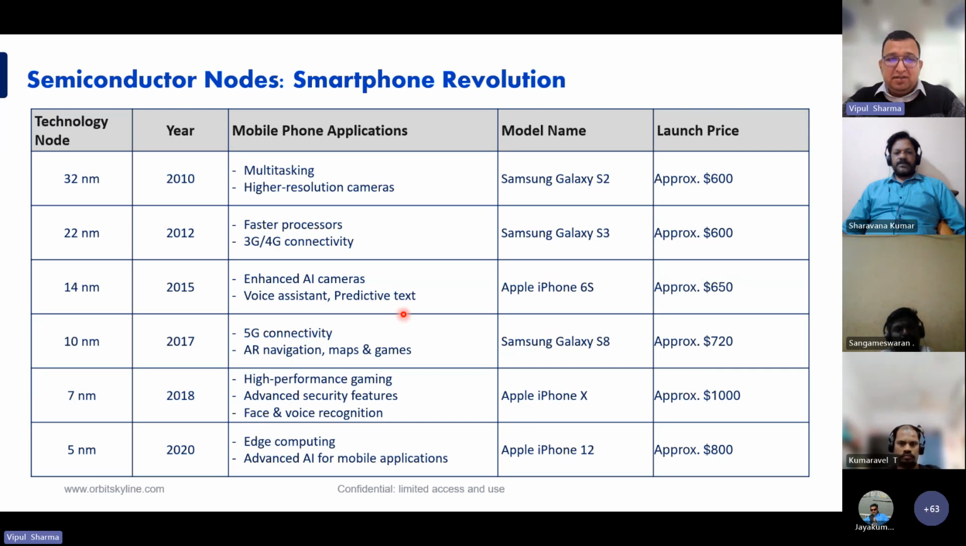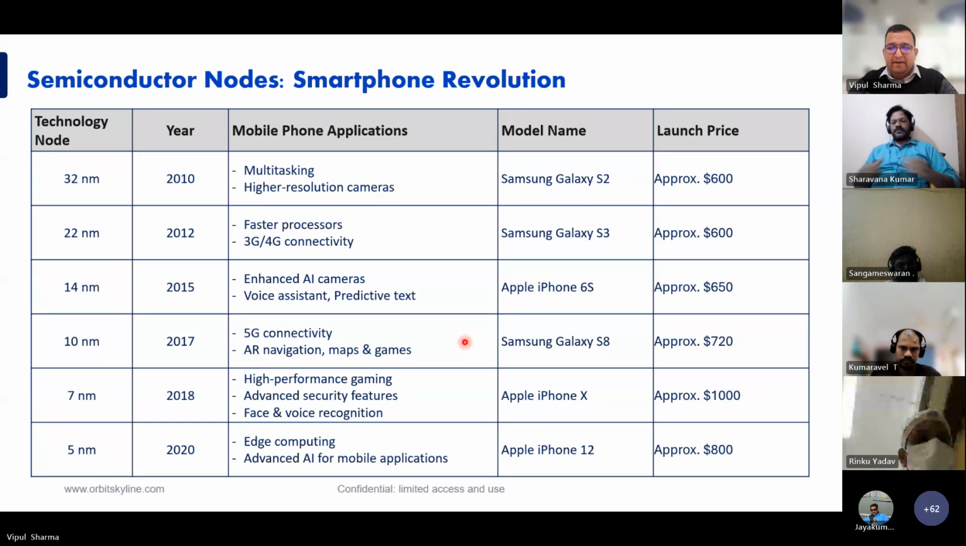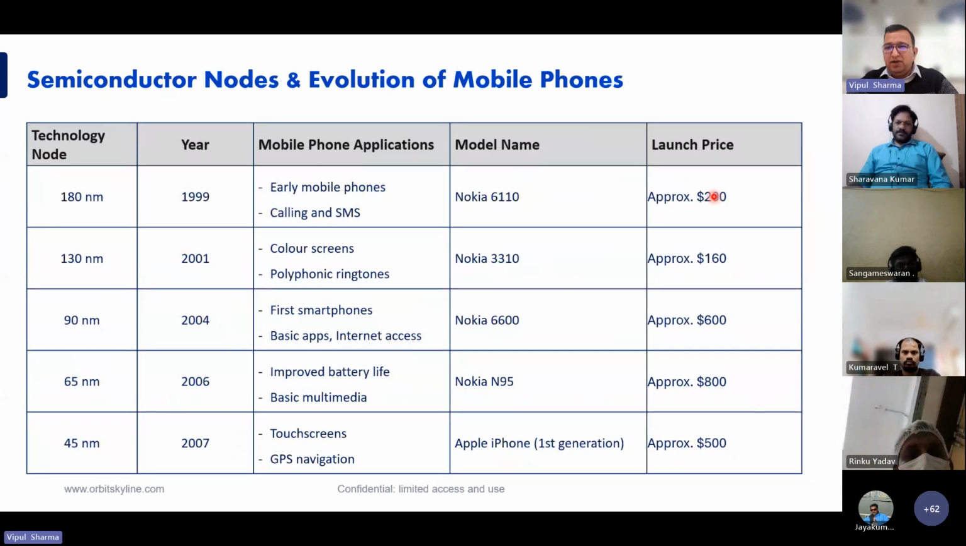So this is the way the improvement in, at least, mobile phone technologies happened with all these technology nodes. And a similar kind of comparison can be done for laptops and all other gadgets also, because there also we have seen significant improvement over time. But what I wanted to emphasize is just to see their prices. So this was $200, and these phones were all around $500 to $800.